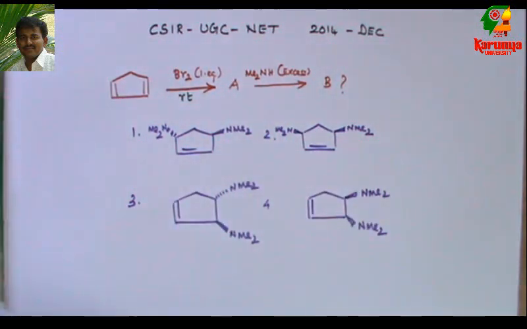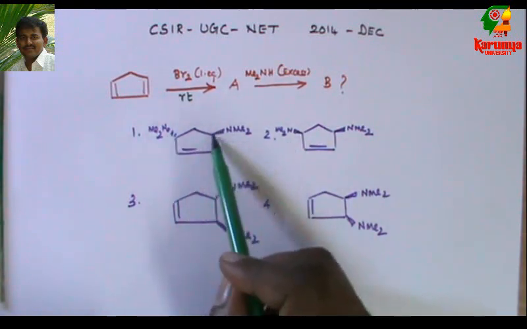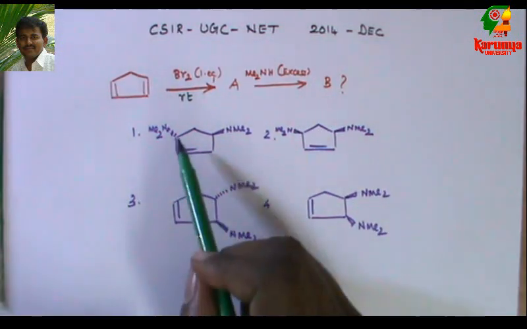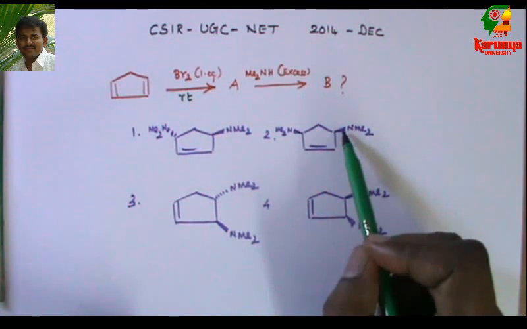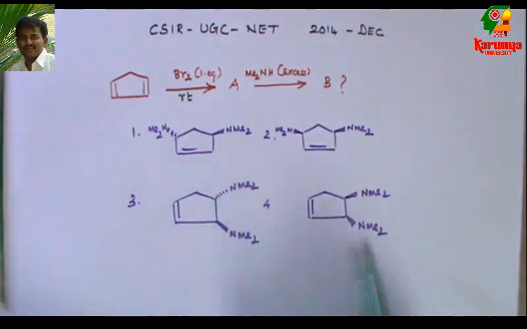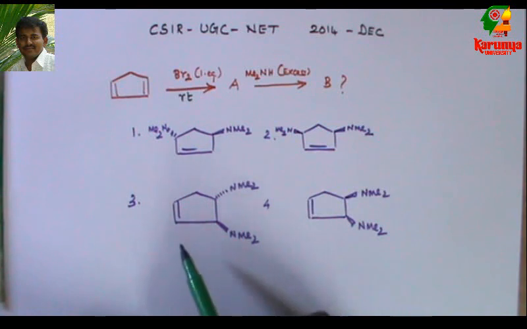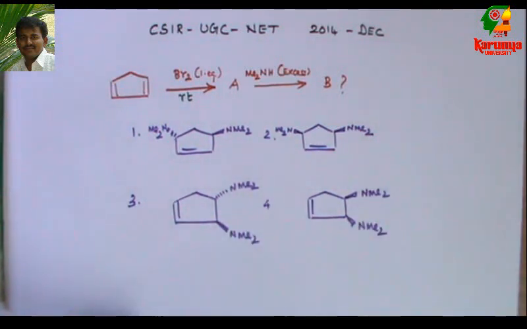First and second, the N,N-dimethyl groups are in 1,3 position. You can see here, they are in 1,3 position. The first one, they are trans. The second one, they are cis. In third and fourth, the amine groups are in 1,2 position, and in the third, they are trans, and the fourth, they are cis. Which one is correct?